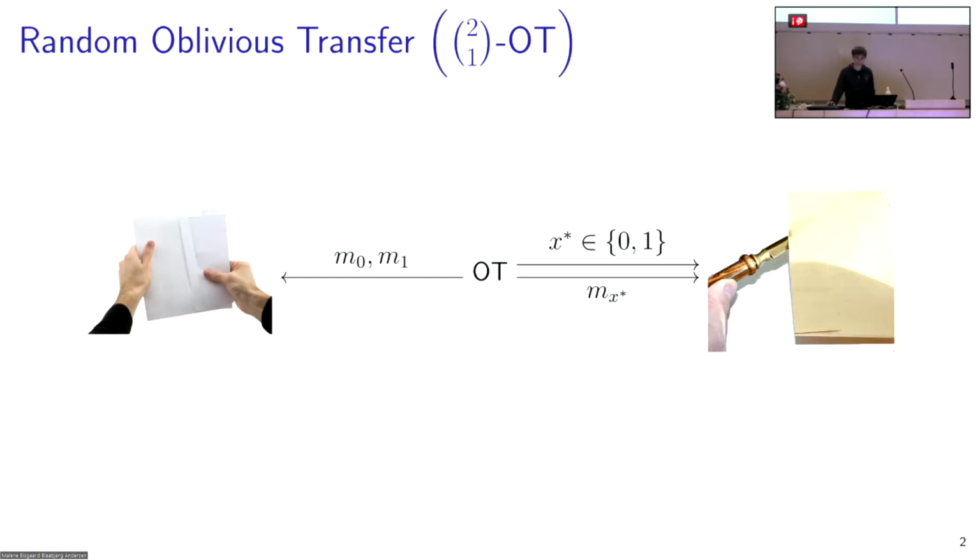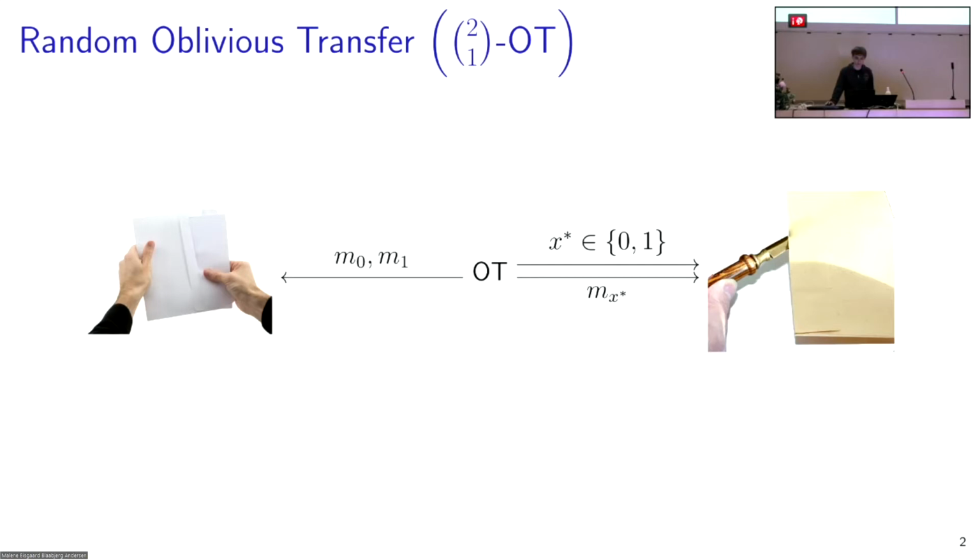However, I'll focus on a variant of this problem called random OT, where the inputs are chosen randomly by the protocol and given as outputs. So the OT just generates some randomness: random messages M0, M1, a random bit x*, and a random M_x*. It has to be correlated, so M_x* must match M0 or M1.